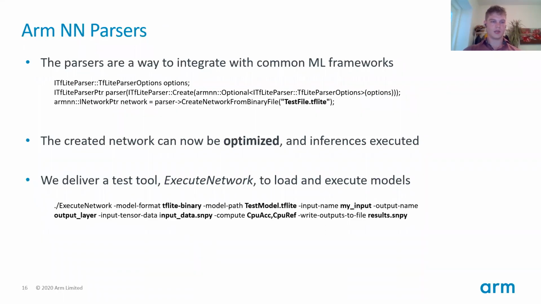So the second way that ARM-NN is typically used is through our parsers, and we have an example here of the TF Lite parser on how to load a TF Lite file, which would be flat buffers, and how to create an INetwork pointer network in ARM-NN using that TF Lite file. So you first create your TF Lite parser options, pass those options into the TF Lite parser pointer, and then using your parser, create the network from the binary file that you supplied. And this network that we've created, the INetwork pointer, can now be optimized, and the inference is executed.